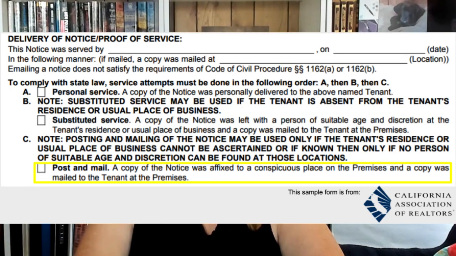You can also post and mail, and this should be used as a last resort. If there's no one at the residence or at their place of work, then it is possible to post a copy of the notice where it will be seen at the residence. For example, either on the front door or the garage door, where the tenant would see the notice when they return home, and still need to mail a copy to the residence. And it's worth repeating, you should mail this by certified mail. You need to have proof of notice of when it was delivered.